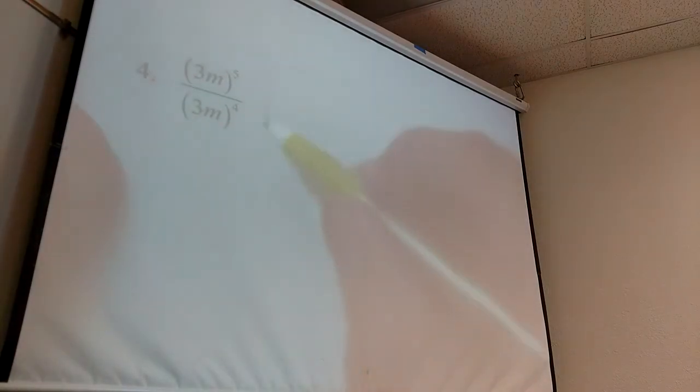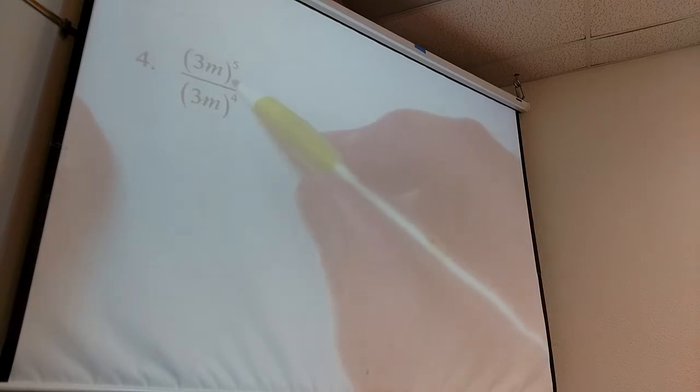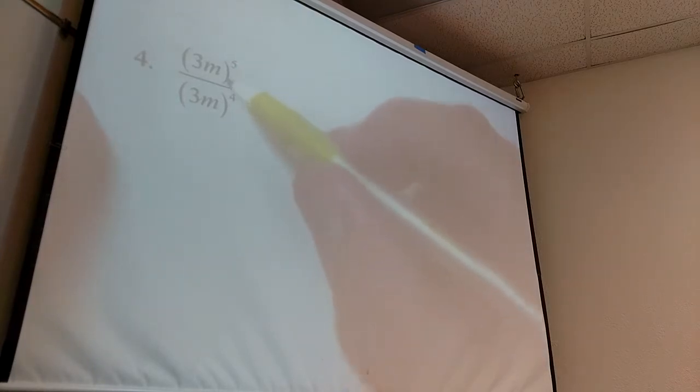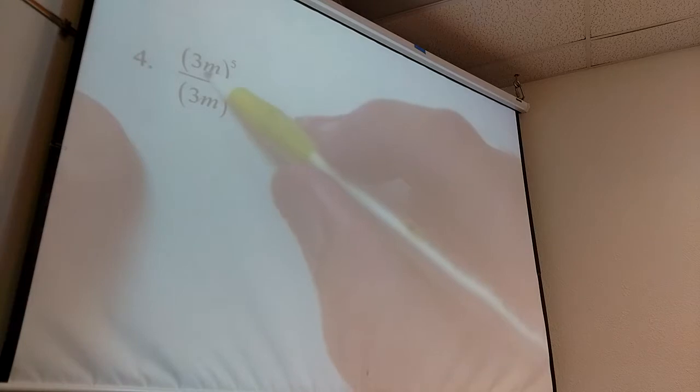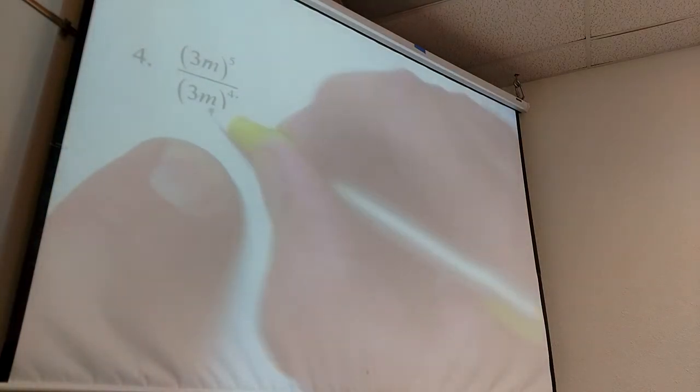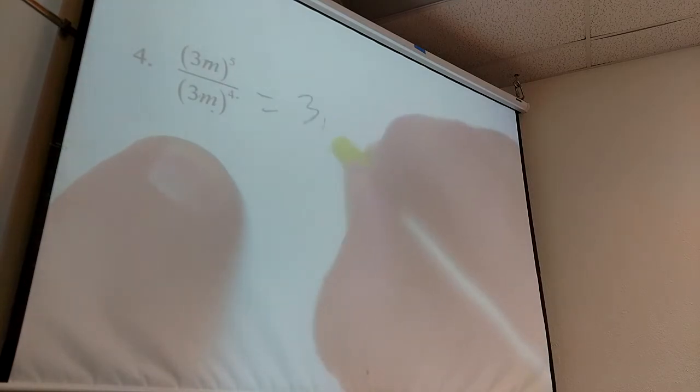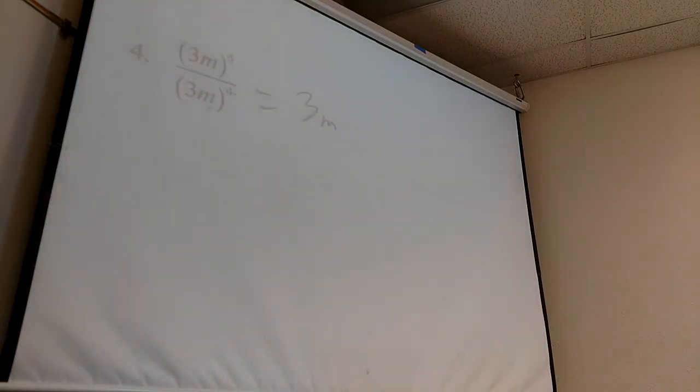Oh, what about this one? Number 4, I like 4. You would. M to the first power. Almost, except you just left the 3 out. Oh. So I have 5 3m's. Divide 4 3m's away, I'm left with how many 3m's? Just 1. I'm left with 1 3m.